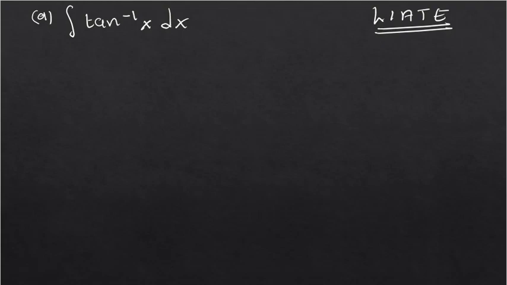Now, for this particular question, tan inverse of x is an inverse function. dx is an algebraic function. So inverse comes first, then algebra. Therefore, I'm going to name this particular expression as my u and this part as my v. So notice that u is going to equal tan inverse of x.